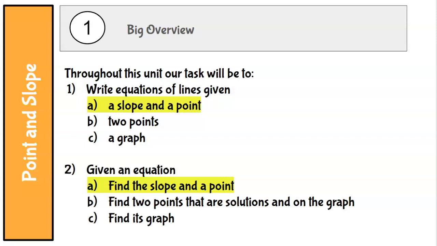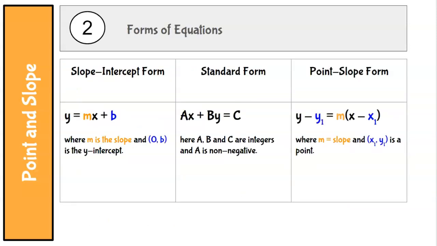You'll remember that throughout this unit, these are the things that we're going to try to do. Our task in this particular lesson is to write an equation of a line given a slope and a point, and then given an equation, find the slope and the point. So you should be able to go backwards. So these are the three different forms of an equation.